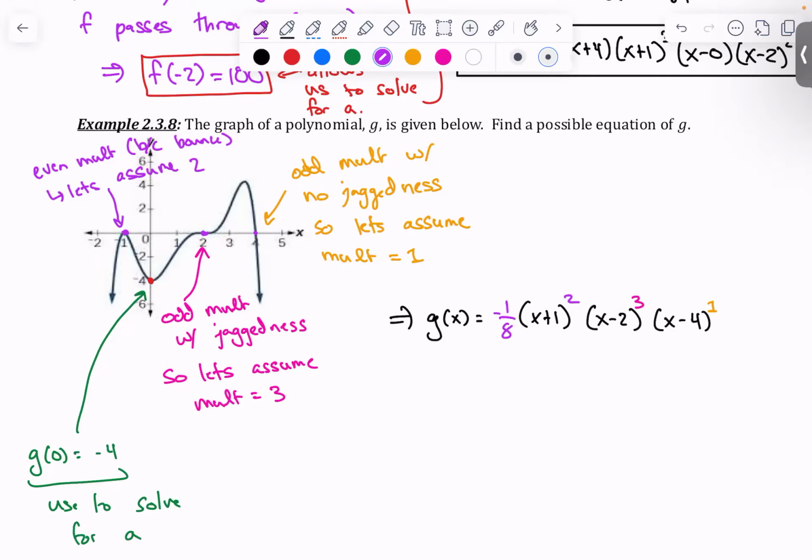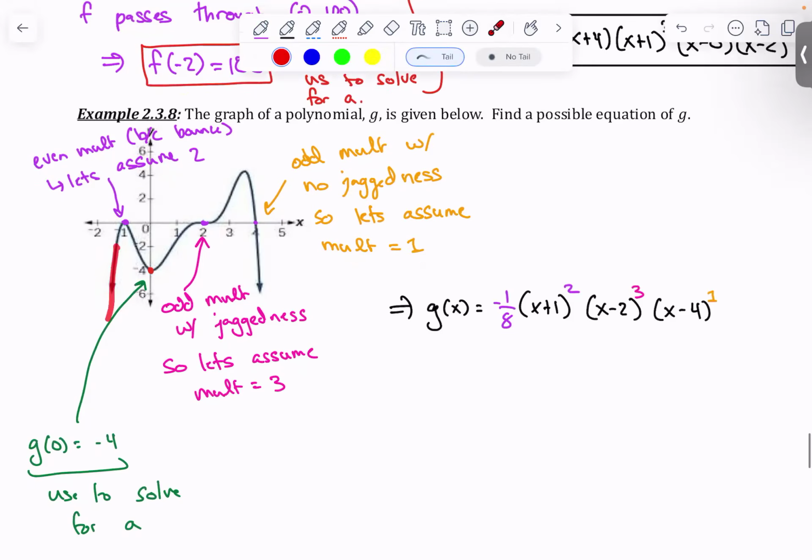And that kind of aligns, right? If you look at the multiplicities, if you add them up, 2 + 3 + 1, that's degree 6. Notice that the end behavior falls on the left and falls on the right, so it should be an even degree polynomial, and it is. And because they're both pointing downwards, your coefficient should be negative, and it is.